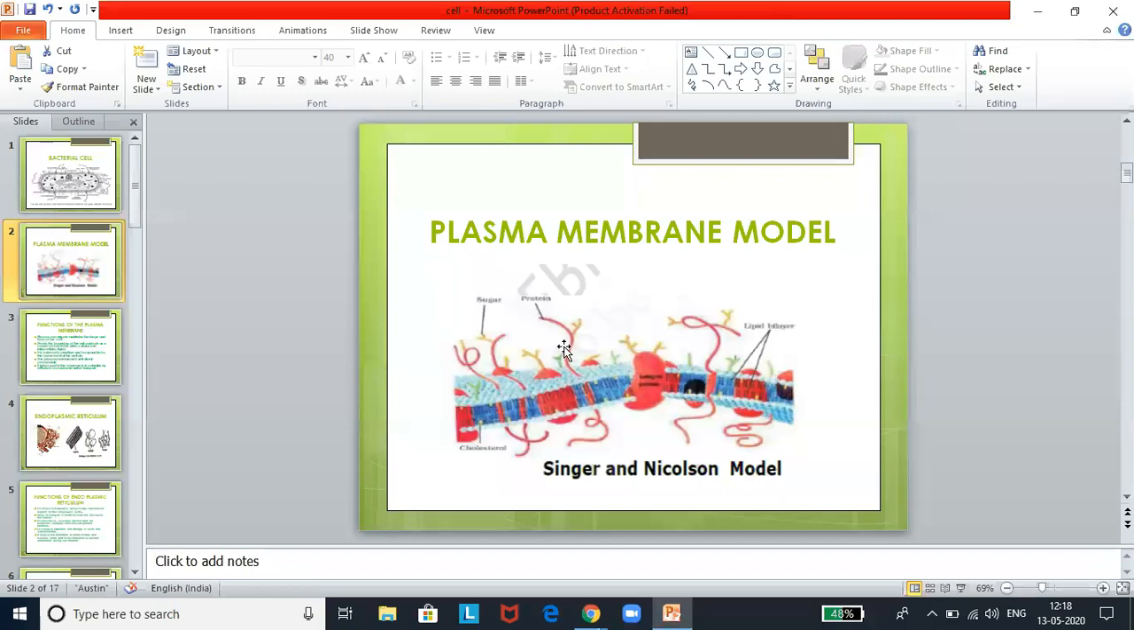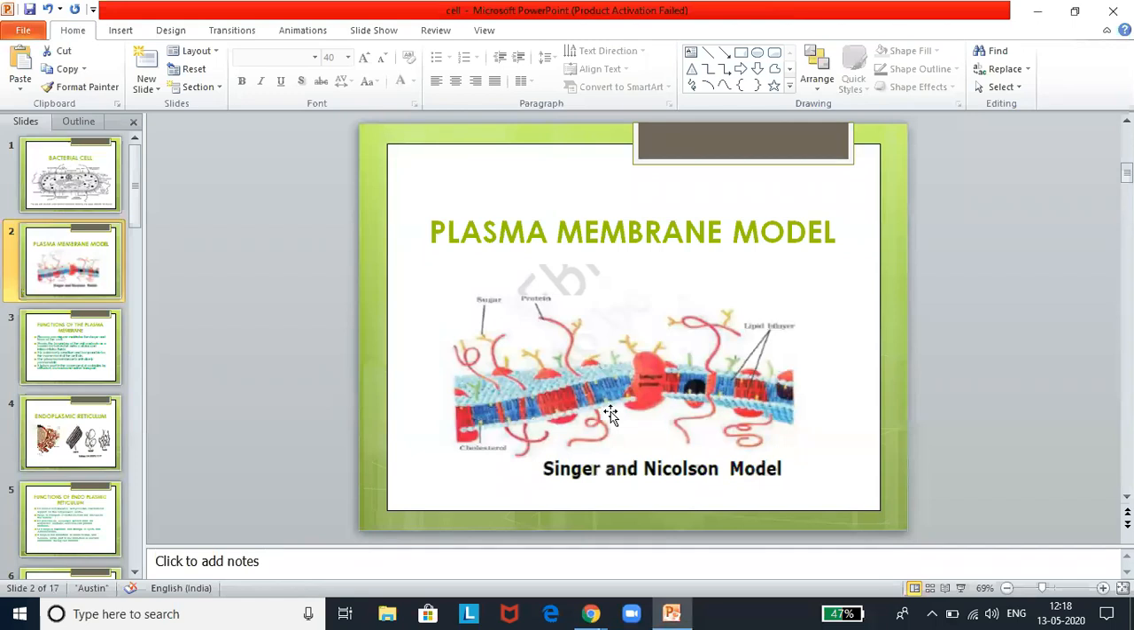Now let us look deeper into this model. Before I get into the Singer and Nicolson model, let me explain briefly how the plasma membrane has been visualized based upon its chemical constituents. Chemically it is made up of lipids, proteins and carbohydrates. Among lipids, phospholipids are the prominent ones. They have a polar, hydrophilic head with a glycerol backbone, and two fatty acid tails that are non-polar and hydrophobic.